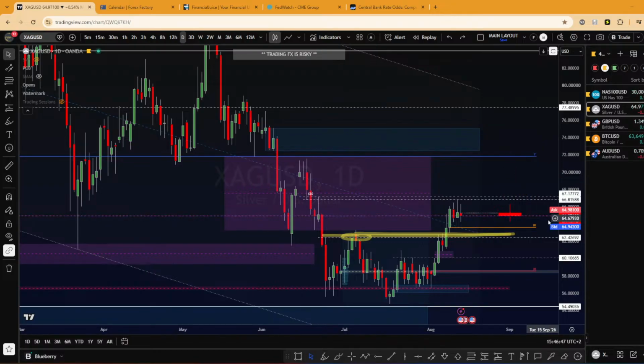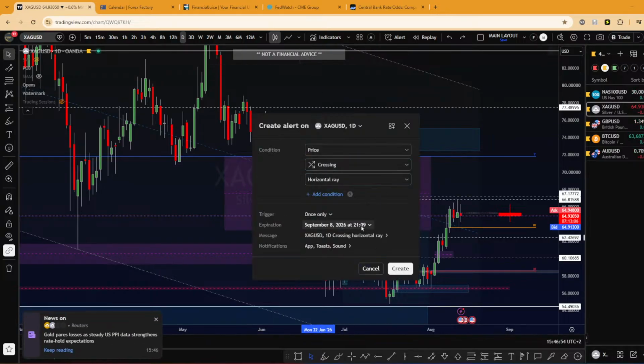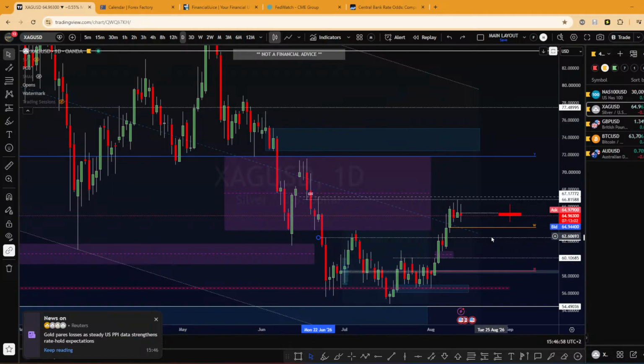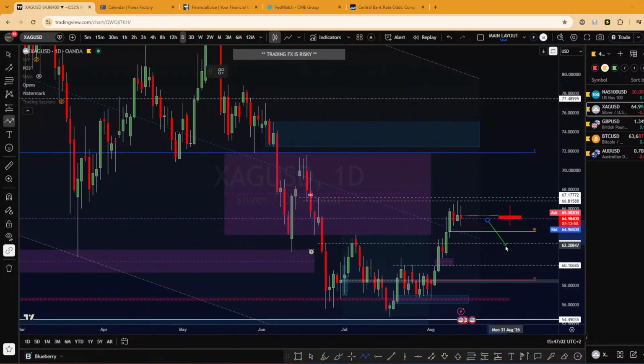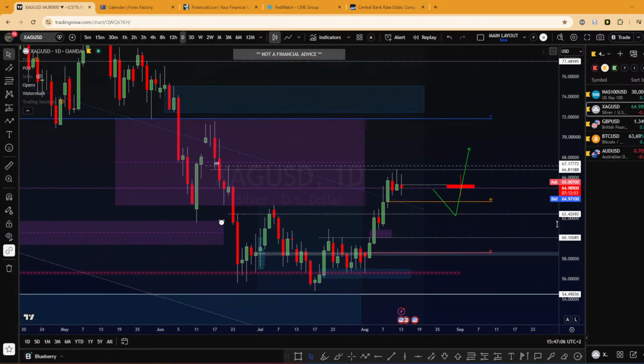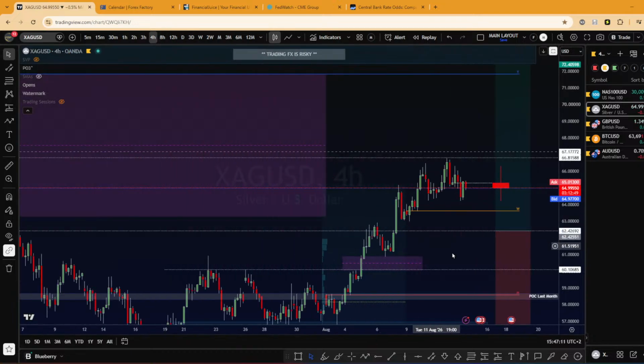So just waiting for price here. By the way, I will put some highlight here in case price retests here. Very interesting. Okay. What do we have on 4 hour?